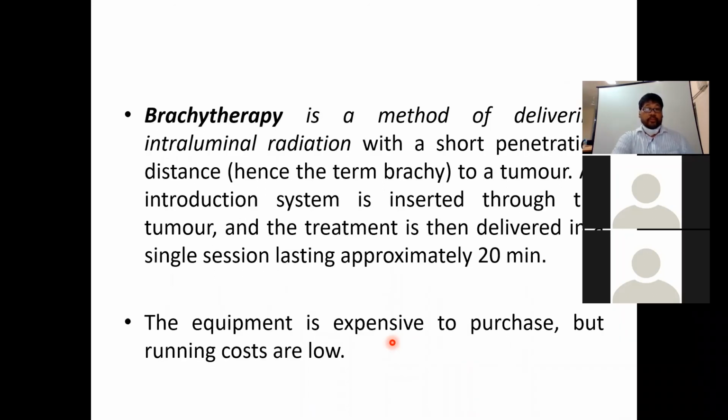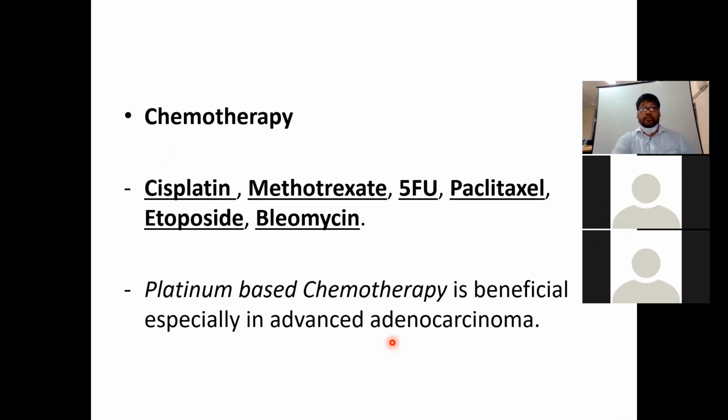So brachytherapy is also one of the options. So directly the tumor gets the radiation. So chemotherapy is also one of the options. So the agents which are used are cisplatin, methotrexate, 5-FU, paclitaxel, etoposide, and bleomycin. So platinum-based chemotherapy is beneficial, especially in cases of advanced adenocarcinoma.